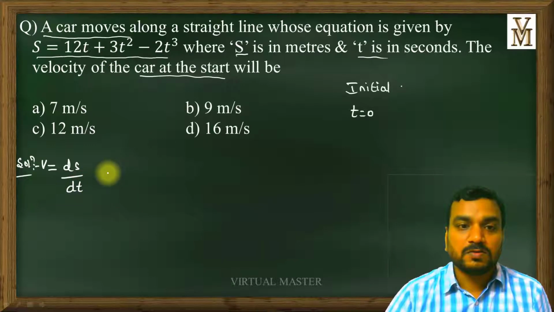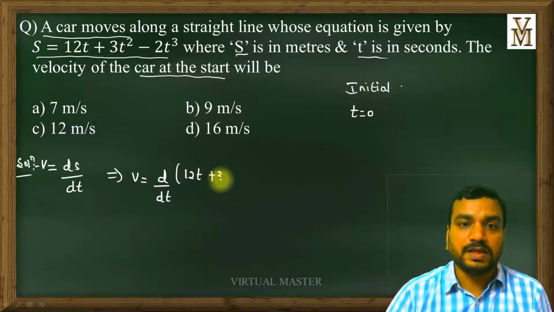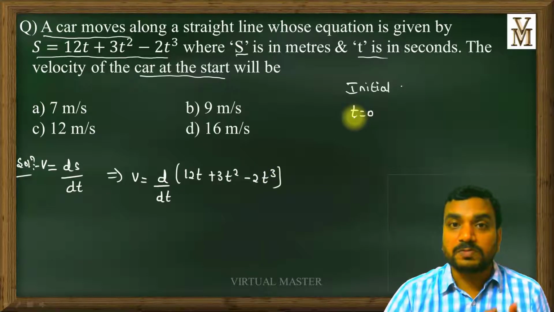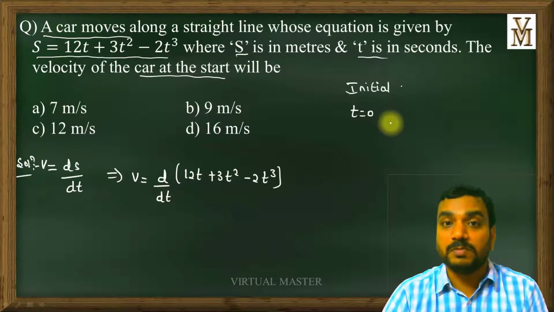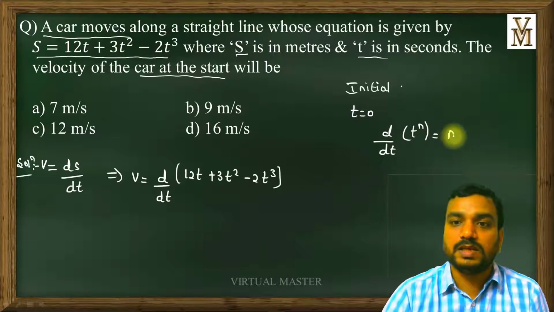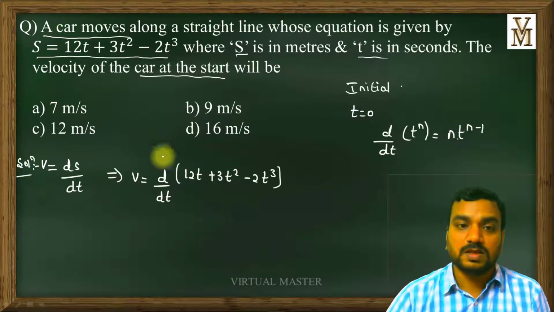So I can write it as v equals to d by dt of 12t plus 3t square minus 2t cube. Okay, already we know how to differentiate the variable with power n, right? I am going to write the formula for the differentiation of a variable with power n once again. Okay, look at here, d by dt of t to the power of n will be equals to n into t to the power of n minus 1. Okay, this already we have discussed. Now let us use this formula to differentiate this equation.